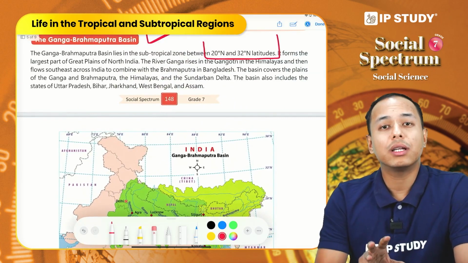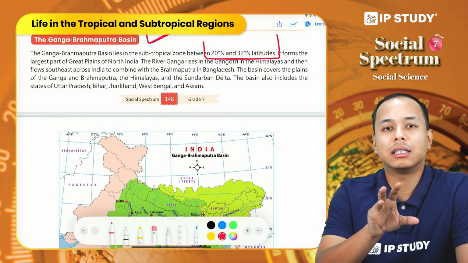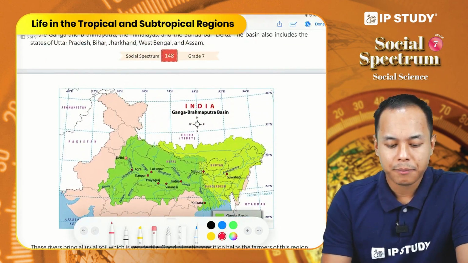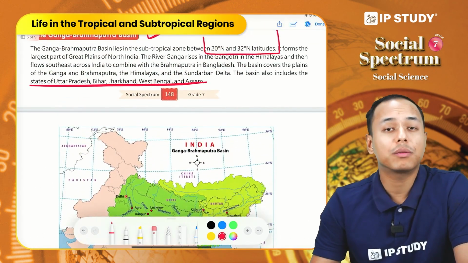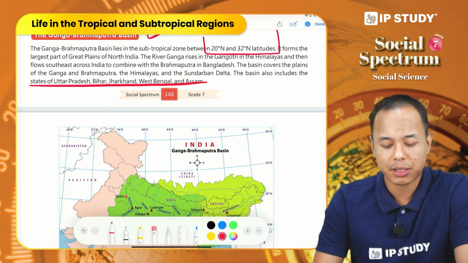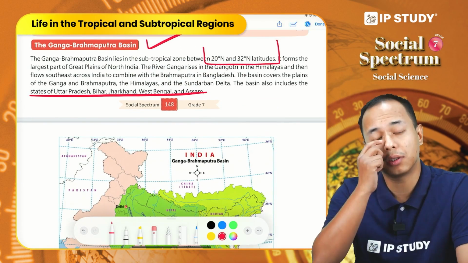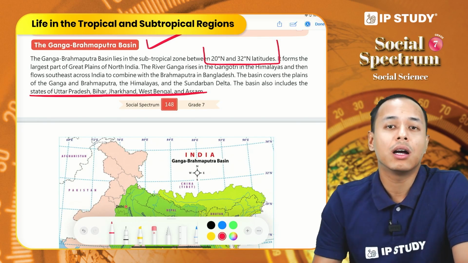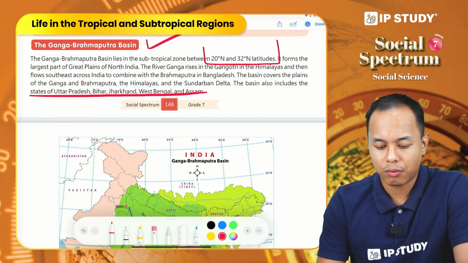So when we talk about the different states through which these two rivers, Ganga and Brahmaputra, flow, these are the different states: Uttar Pradesh, Bihar, Jharkhand, Assam and West Bengal. So these are the different states or areas through which the Ganga and Brahmaputra rivers flow.